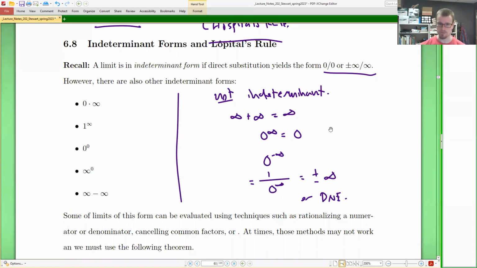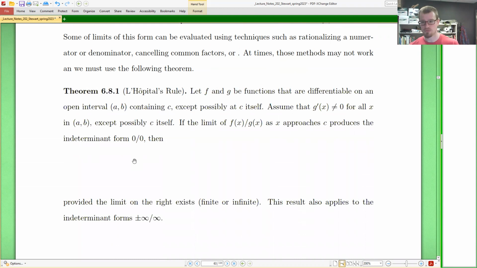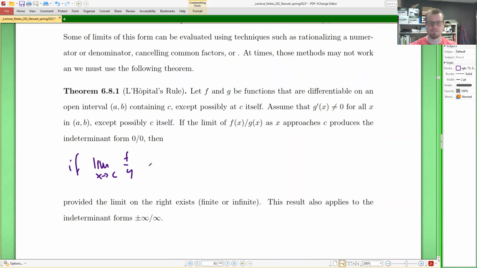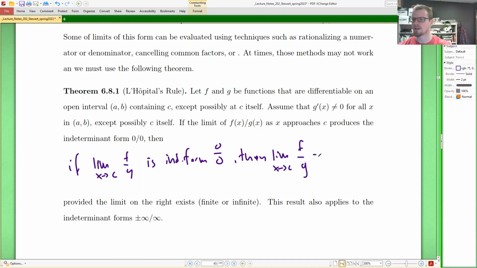So how do we handle indeterminate forms? Really quickly, we'll take a look at some examples in just a moment, but essentially we can apply L'Hopital's rule, and L'Hopital's rule says this: if the limit as x goes to c, whether that's infinity or not, this c could be infinite, of f over g, is of the indeterminate form 0 over 0, then the limit as x approaches c of f over g, which is a quotient, is equal to the limit as x approaches c of f prime over g prime, which is very interesting.